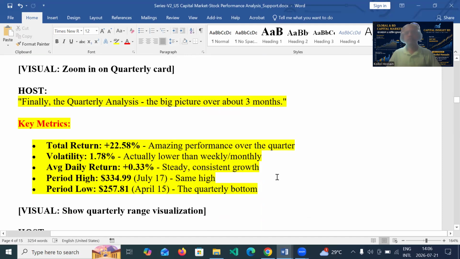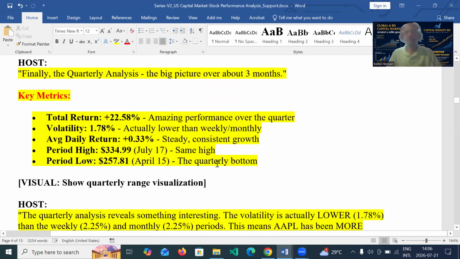The quarterly analysis, the big picture over about 3 months. Key metrics: total return 22.58%, amazing performance over the quarter. Volatility 1.78%, actually lower than weekly, monthly. Average daily return plus 0.33%, steady consistent growth. Period high 334.99 on July 17, same high. Period low 257.81 on April 15, the quarterly bottom.